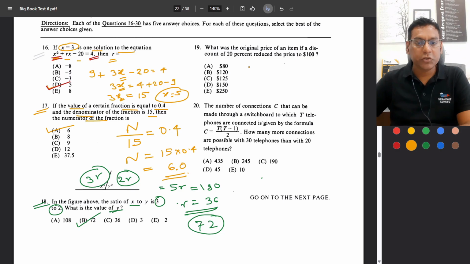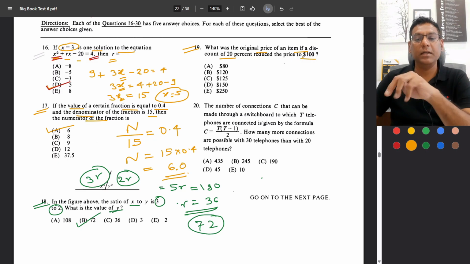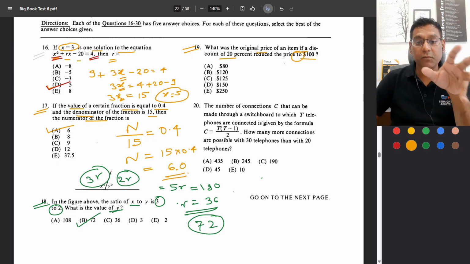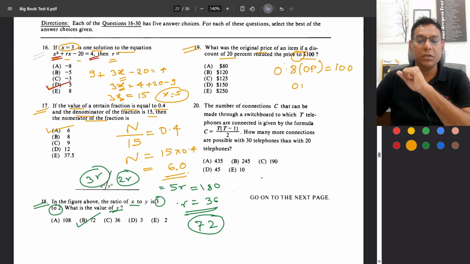Let's look at question 19. What was the original price of an item if a discount of 20% reduced the price to 100? Not buy. Always be careful whether it is buy or to. So I am giving 20% discount. That means I am selling it for 0.8 of whatever the original price was. So 0.8 of the original price is equal to 100. So what is the original price? Original price is 100 divided by 0.8. That means 1000 divided by 8. It's going to be 125.